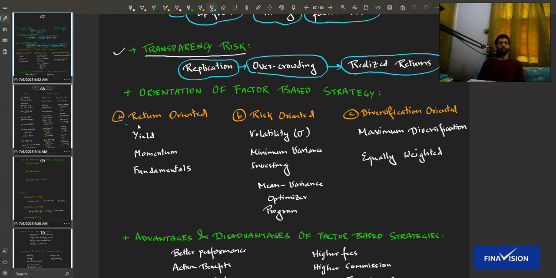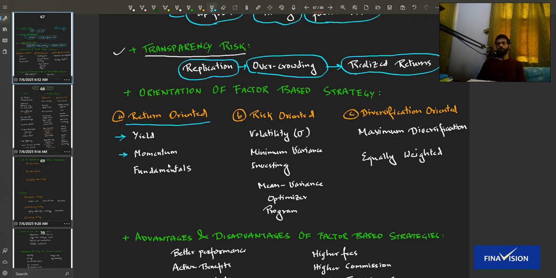Now let us discuss a return oriented factor based strategy. Now this return orientation can come out of measurements of yield. It can be the absolute dividend yield or the dividend yield growth rate or the projected dividend yield, right? Then comes momentum factor.